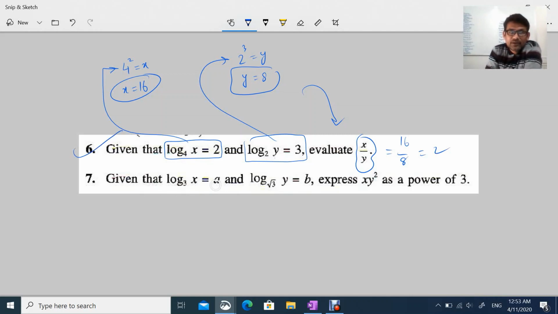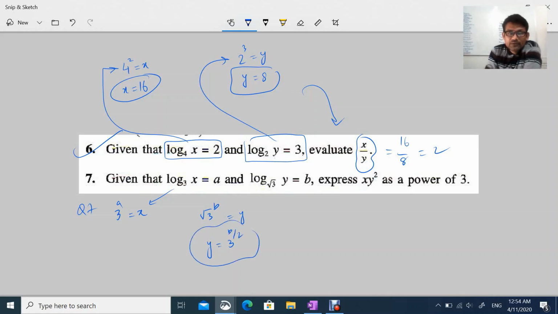Given that log 3 x is a and log 3 under root y is b, express this as a power of 3. So first of all, I will do question number 7. 3 power a is equal to x from this part. So x becomes 3 power a, and y we can write under root 3 power b is equal to y. The other way, the power of 3 is 1 upon 2, so 1 upon 2 multiplied by b, y is equal to 3 power b upon 2.